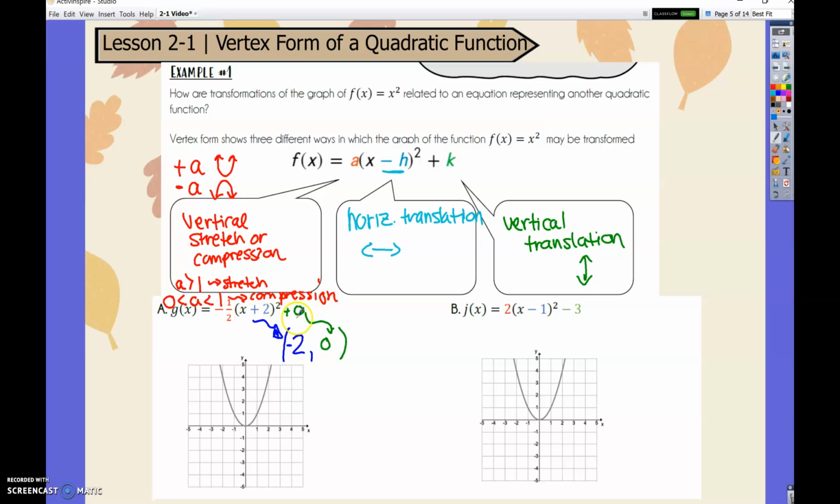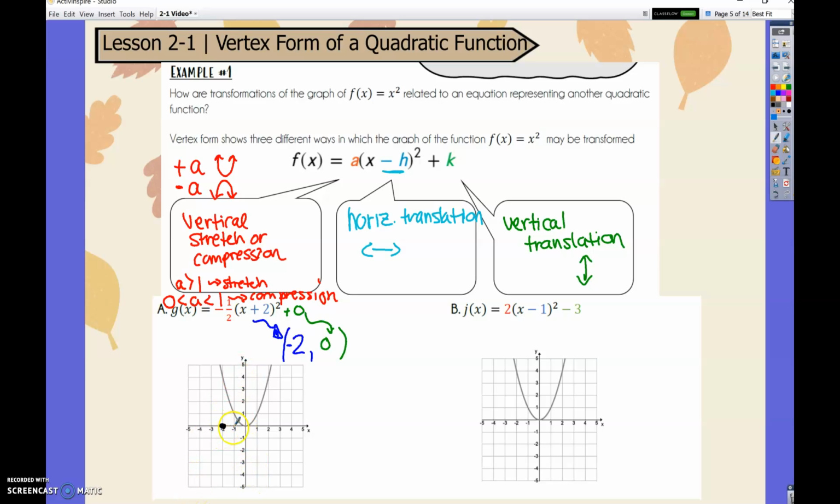It is not going to vertically shift though because it has no number. Now I wrote a +0, and I'll show you why. So what this is going to do is take my original parent function and move it to the left 2, but not up at all. So this will be my new vertex. Now, it is going to flip it over the x-axis. So instead of going up, it will come down.